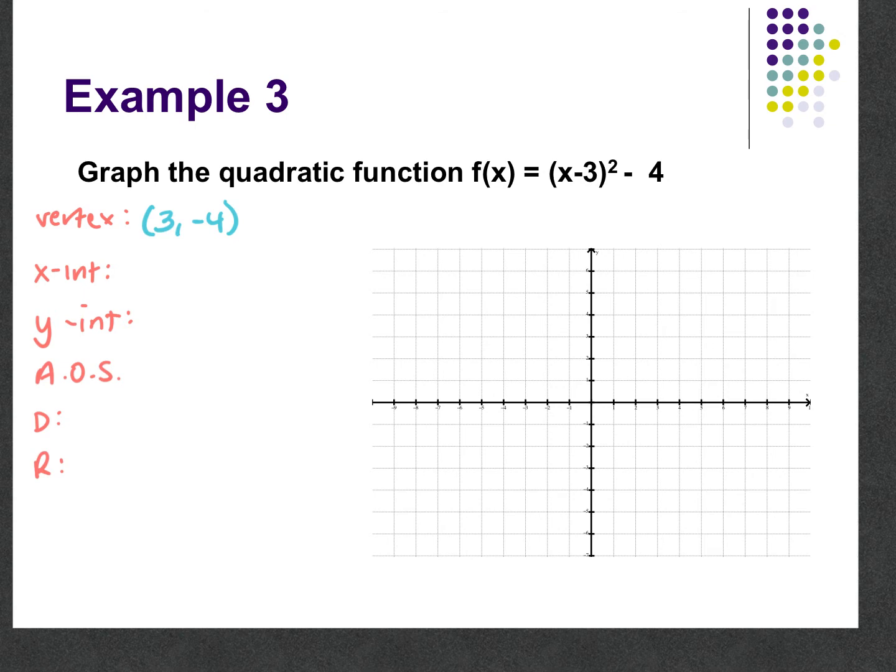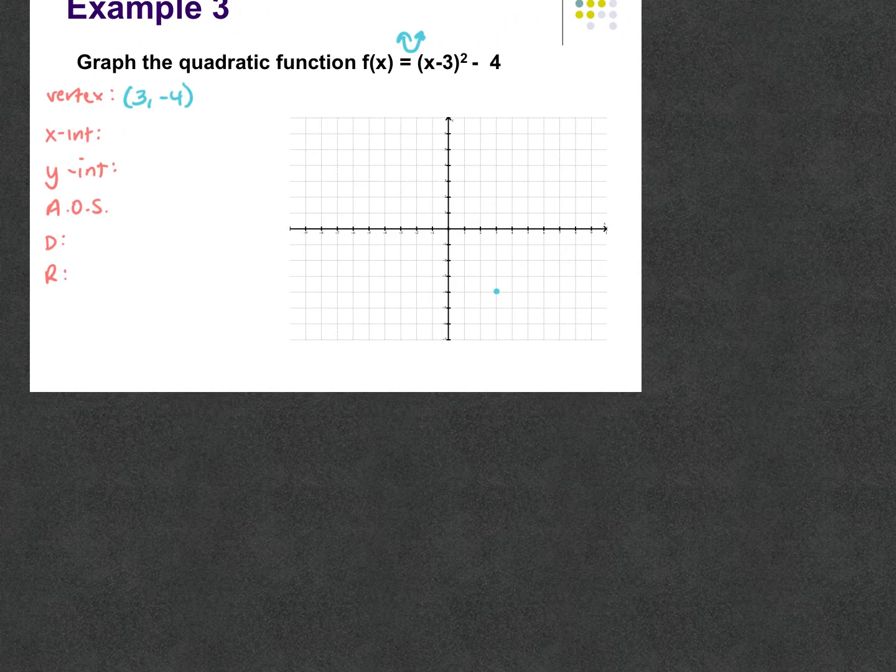How about, does this point up or down? Up. So first decision, up or down, then move on to vertex, right? So now I know it's 3, -4. Plot my point, okay? Then I want to find x-intercepts. So I'm going to make the y the 0, or the f of x the 0.